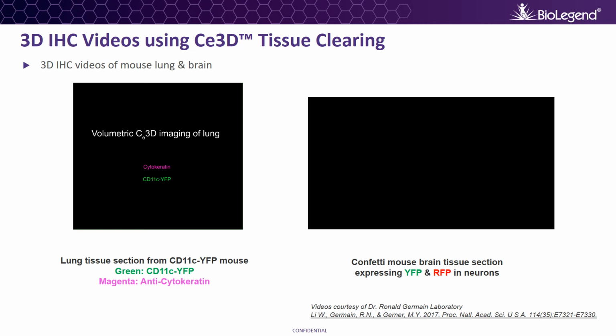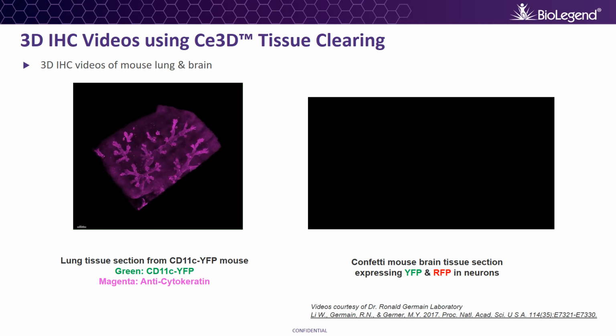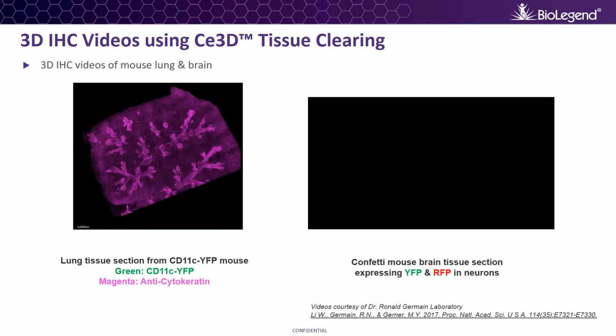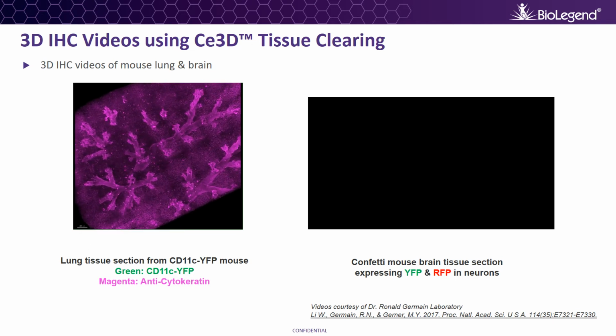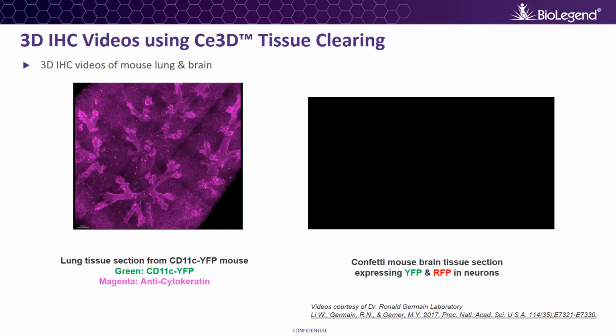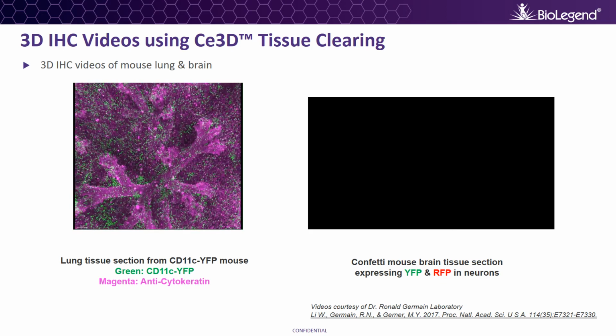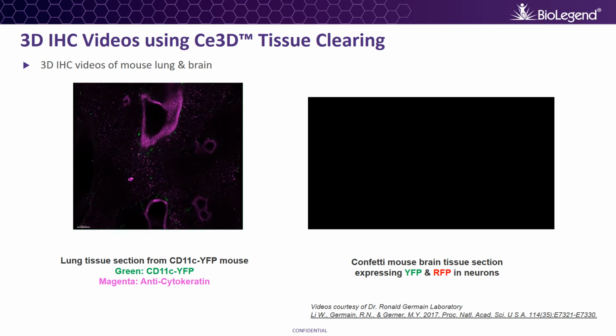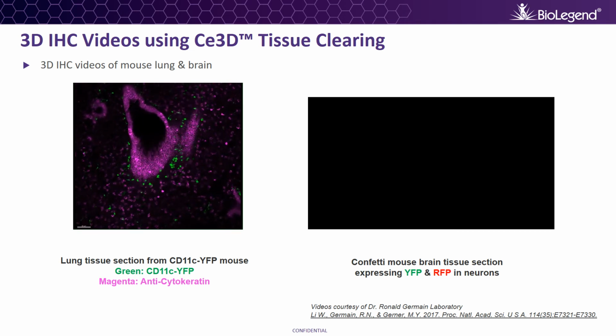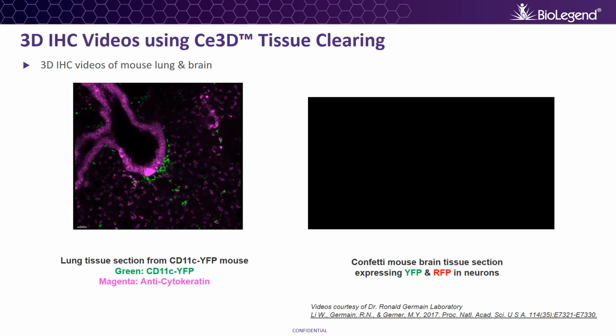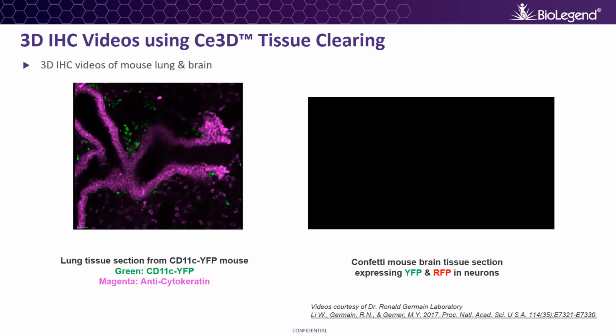In the video, in the left panel, you're seeing the lung tissue section from a CD11C YFP transgenic mouse that was stained with anti-cytokeratin antibody. The 3D video nicely demonstrates the association between dendritic cells and the bronchial epithelium.